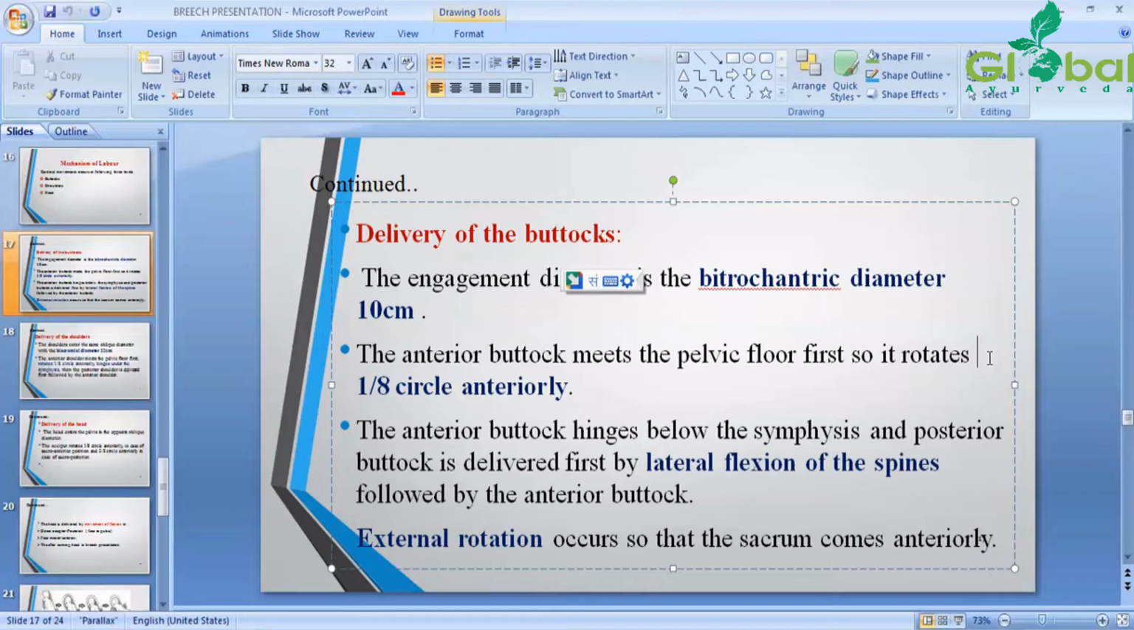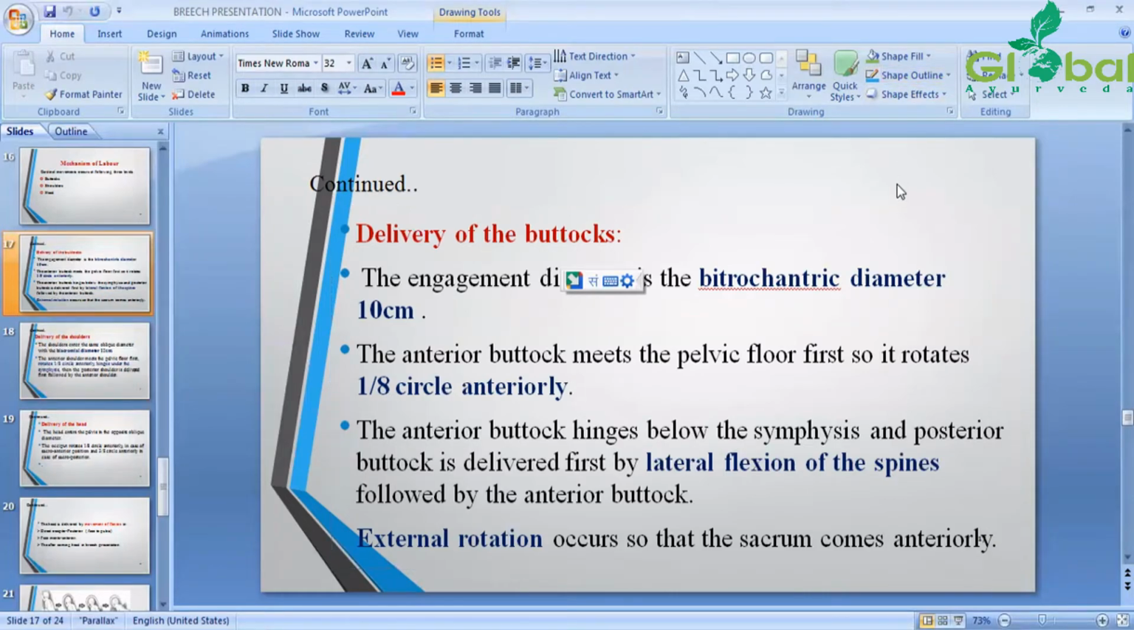These are the steps of delivery of the buttocks. The engaging diameter is the bitrochanteric diameter, which is 10 centimeters. The anterior buttocks will reach the pelvic floor and rotate 1/8 of a circle. Then the anterior buttock hinges below the symphysis pubis, while the posterior buttock is delivered first by the lateral flexion of the spine, followed by the anterior buttock. Then external rotation occurs so that the sacrum will come anteriorly.